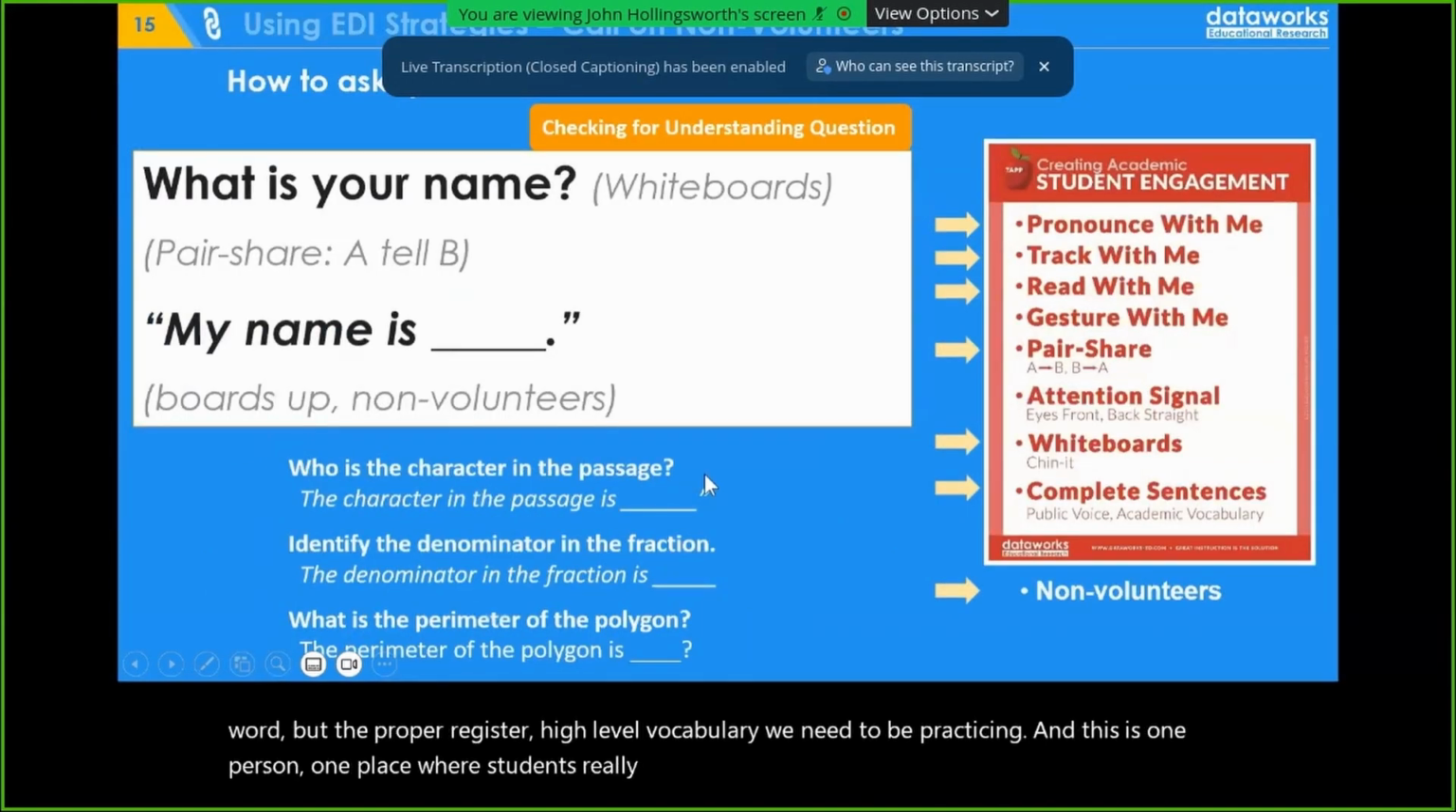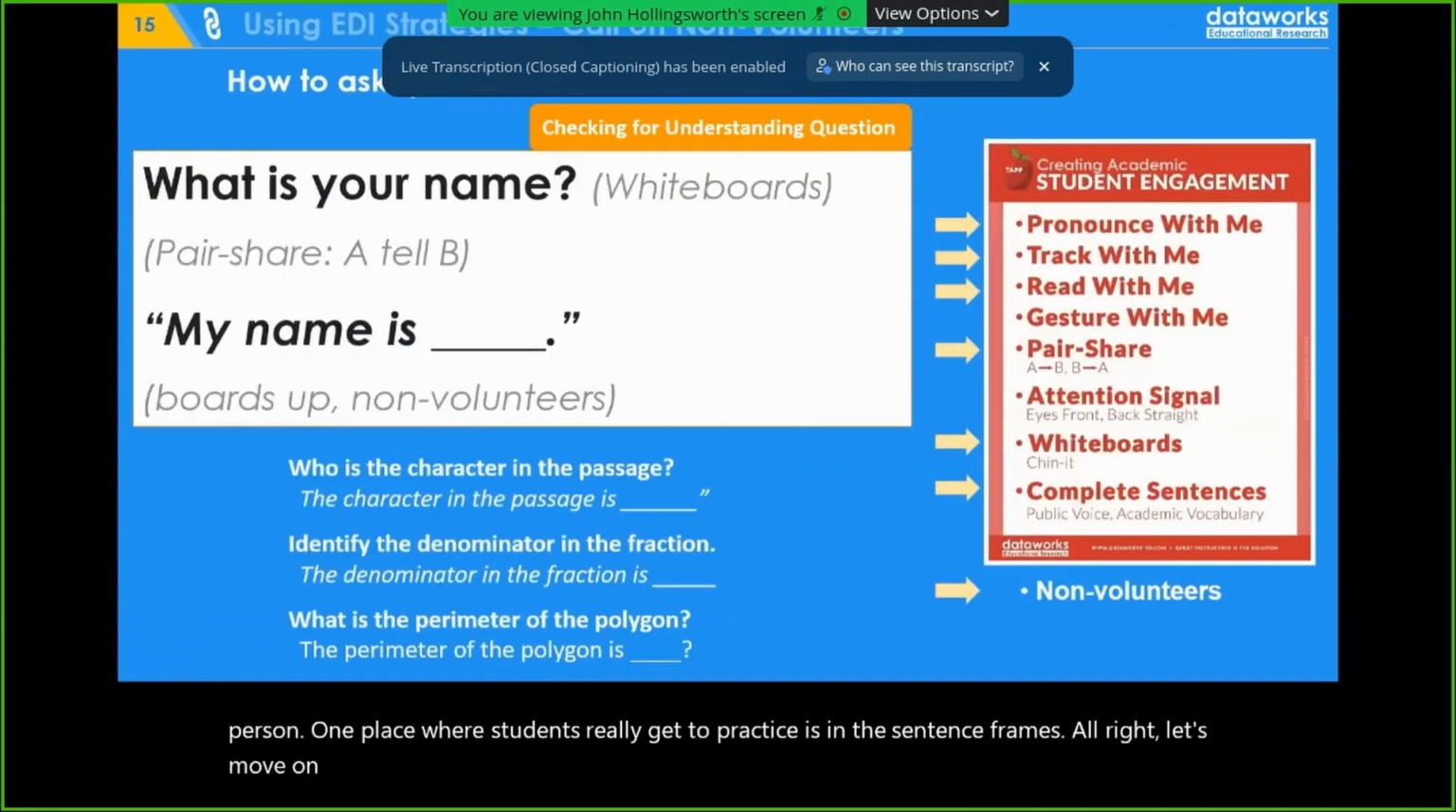They're big words, so we have to be practicing using, well, big words is kind of the wrong word, but the proper register, high level vocabulary, we need to be practicing. And one place where students really get to practice is in the sentence frames. We need to be brain compatible.